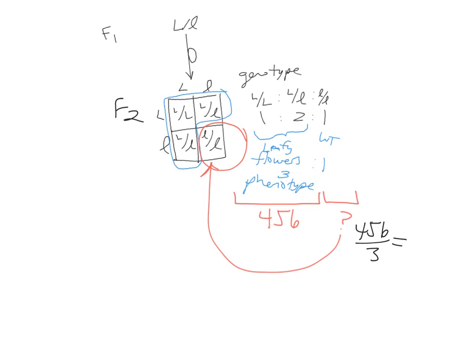And that is whatever it is we said in class, 152. So it's a 456 to 152 expected ratio, which if you divide by 152 each side, you get back to the 3-to-1 ratio. That makes sense now.